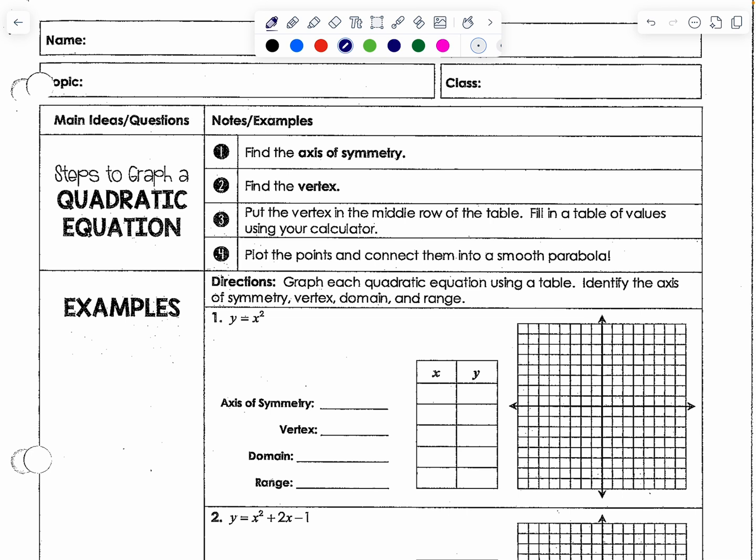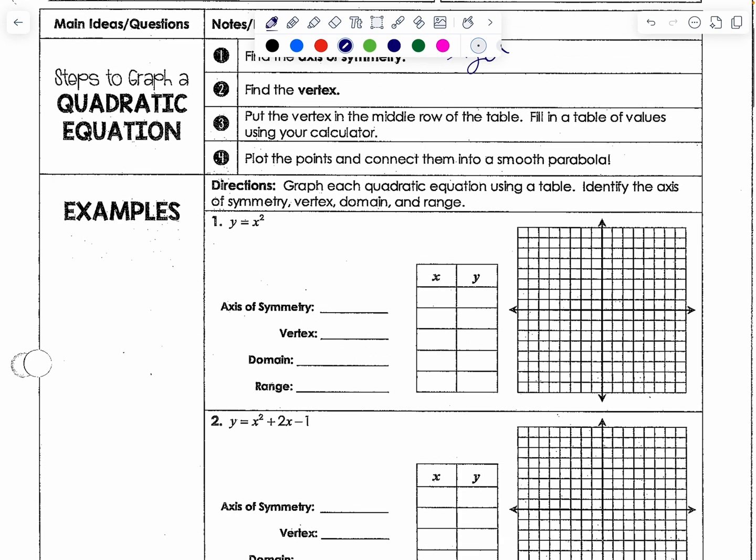So in order to graph a quadratic equation, we have these 4 steps here. First, we're going to find the axis of symmetry. Remember, the axis of symmetry formula is negative b over 2a. And then we're going to find the vertex. We do that by first finding the axis of symmetry, taking that answer and plugging it into the equation for x and finding y. That will give us the x and y of our vertex. We're going to put the vertex in the middle row of the table and then fill in the other values, and then plot and connect. All right, so simple enough.